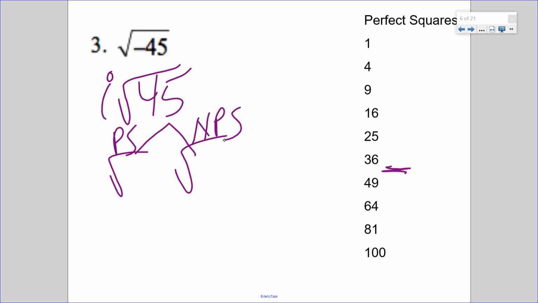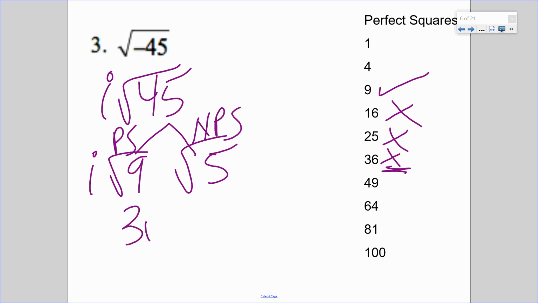Can I divide 45 by 36? No. Can I divide 45 by 25? No. Can I divide 45 by 16? No. Can I divide 45 by 9? Yes. So 9 and 5 multiply to 45. The i stays out front. Step 2 is to take the square root of the perfect square. The square root of 9 is 3. So it becomes 3i rad 5.